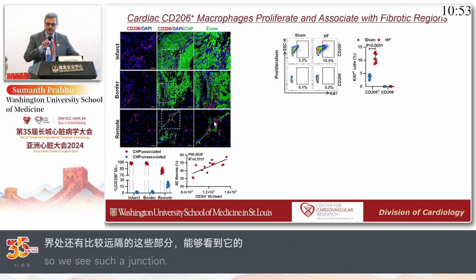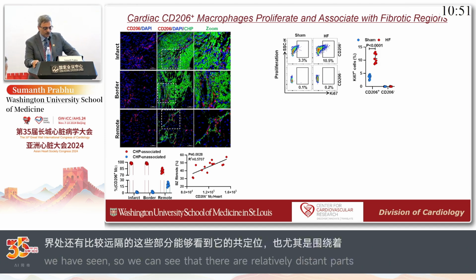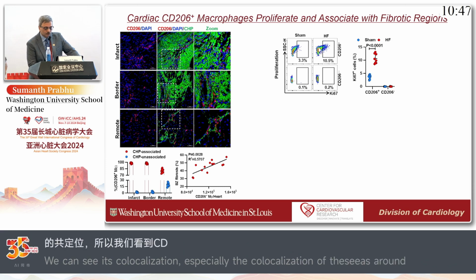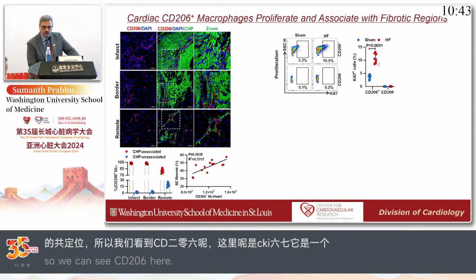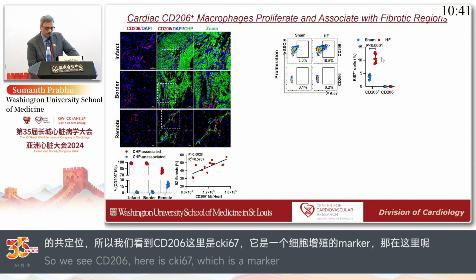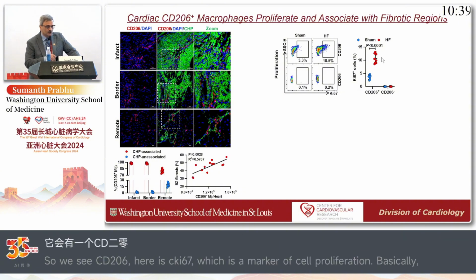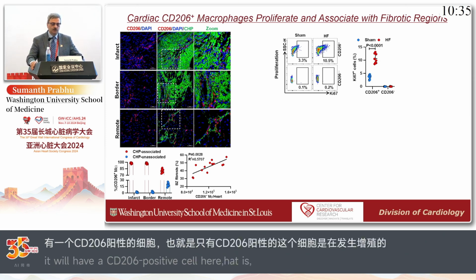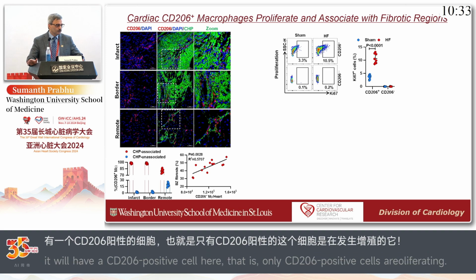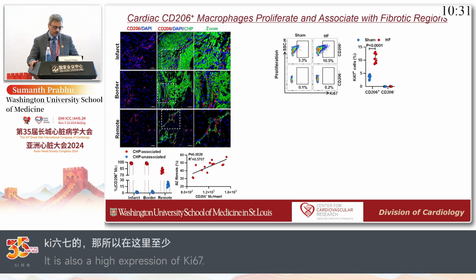So what else are they doing? They are proliferating. So these CD206 macrophages, this is using Ki67 as a cell proliferation marker. And what you see here is it's almost exclusively the CD206 positive cells that are proliferating in heart failure. And this suggests that that expansion that we are seeing in late heart failure is due, at least in part, to cell proliferation of these resident cells.